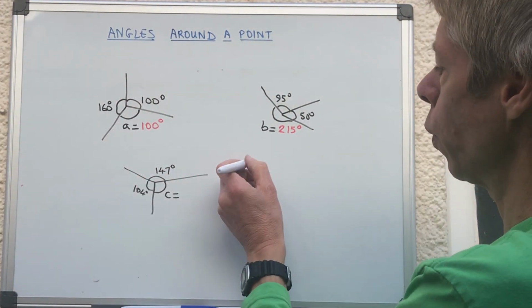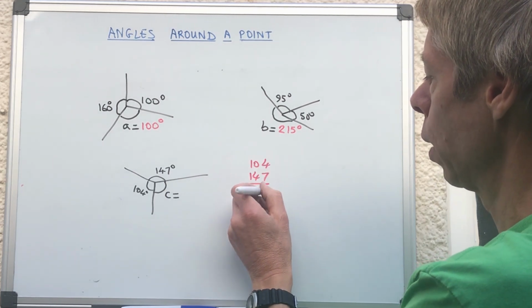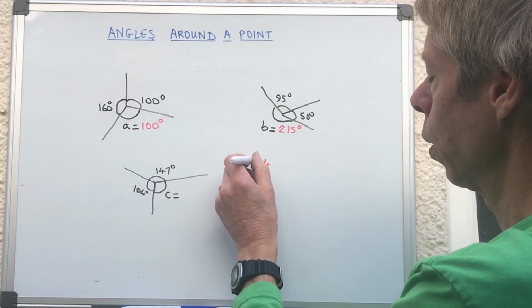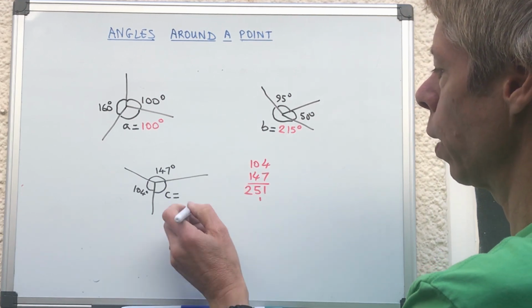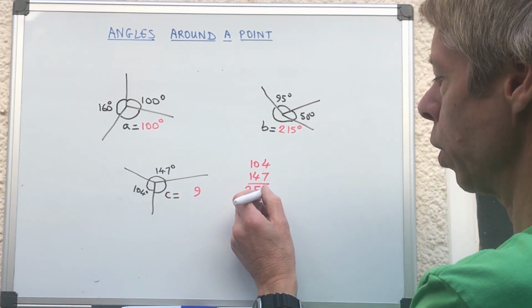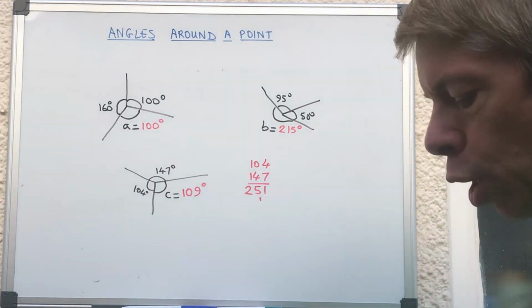Okay, right, the last question. We've got 104, we've got 147, add those together, that makes 11. 0 plus 4 plus 4 is 5. So we've got 251, so you want 9 to get us up to 260. So that must be 109 degrees.